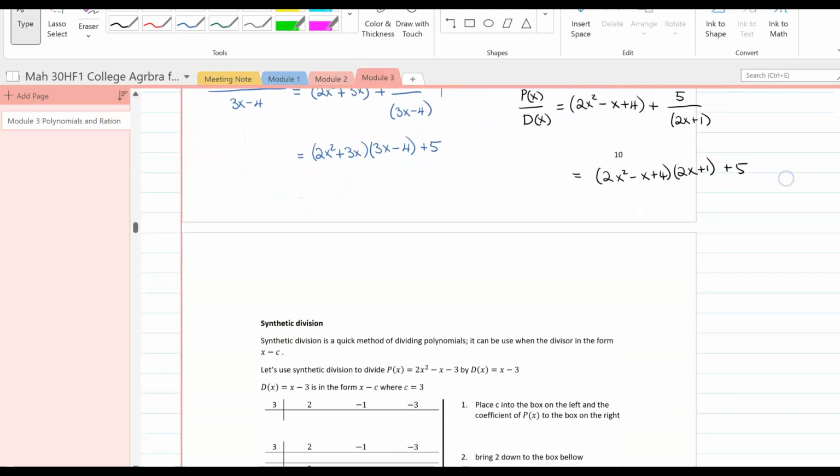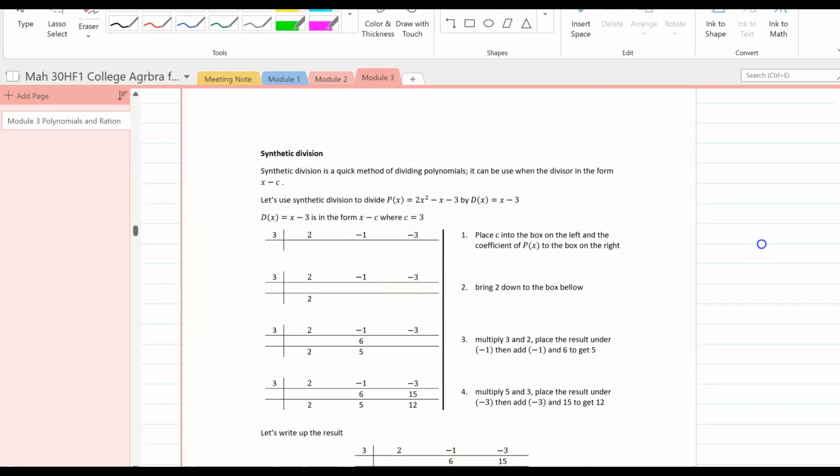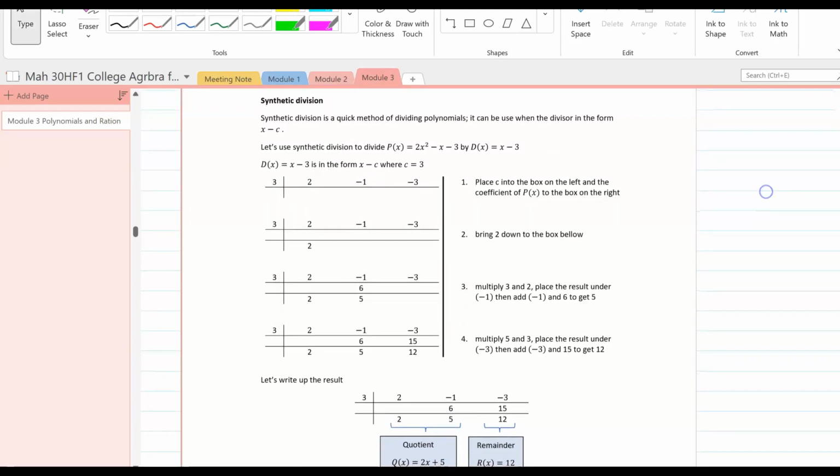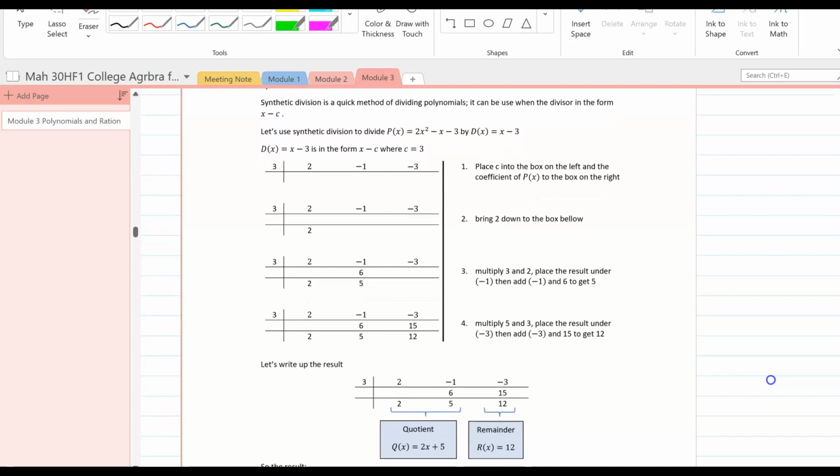Next thing we want to take a look at is synthetic division. Synthetic division is a quick method of dividing polynomials. It can be used when the divisor is in the form of x minus c. So the divisor is a polynomial of degree 1, so it's linear. So let's use synthetic division to divide p of x equal to x squared minus x minus 3 by d of x equal to x minus 3.